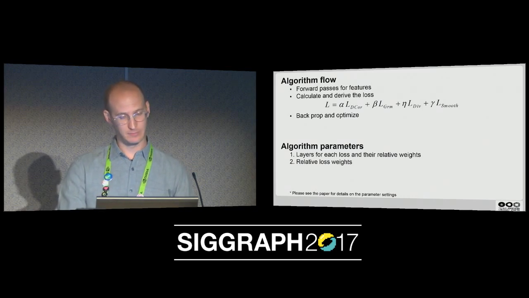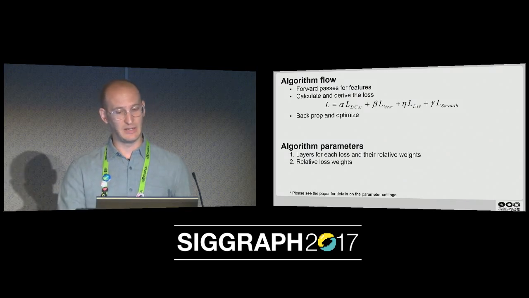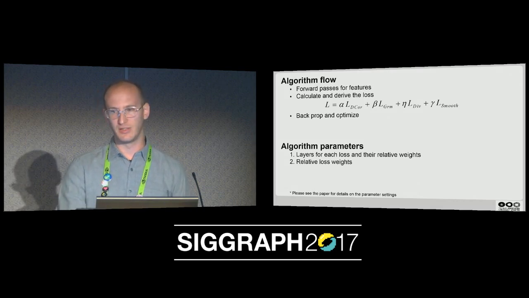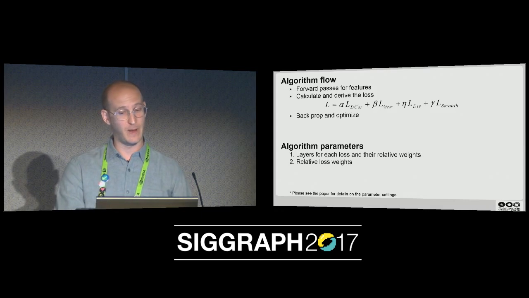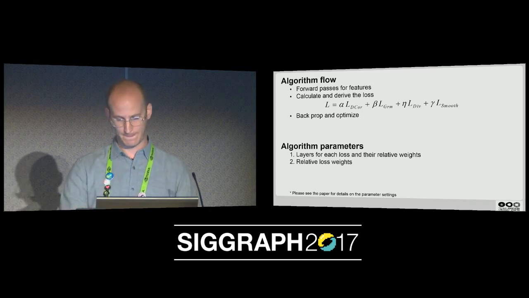To recap, our entire algorithm involves optimizing over the weighted addition of these four losses, namely the correlation loss, the Gram loss, the diversity loss, and the smoothness loss. The parameters of the algorithm are the relative loss weights and the layers from which features are extracted in order to calculate the losses. Please refer to our paper for details on the exact weight choices and layer choices. But we do emphasize that all of the results, both in our paper and in this presentation, were achieved using the exact same set of parameters. So no manual intervention.